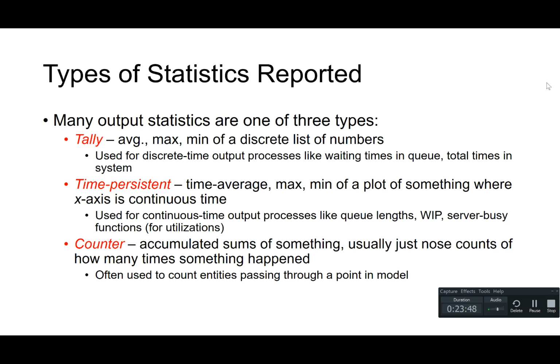The statistics reported come in one of three types. You can give a tally, which is simply basic statistics of average, maximum, and minimum, or a discrete list of numbers. You can give time persistent statistics, which are time average, max or min of a plot or something like that on a continuous basis, or a counter, accumulated sums of something. So how long something had, how many people went through a queue, how many times this particular application got held up, or how many wait times occurred. All those may be valuable for different reasons depending on the system that you are trying to model.